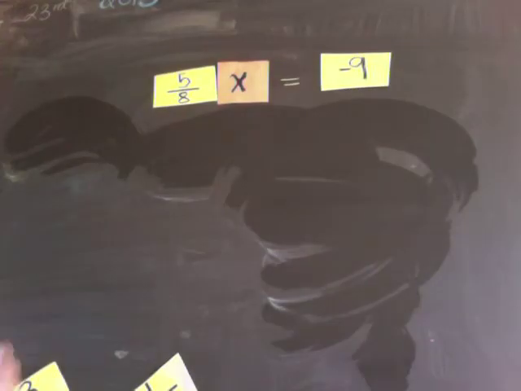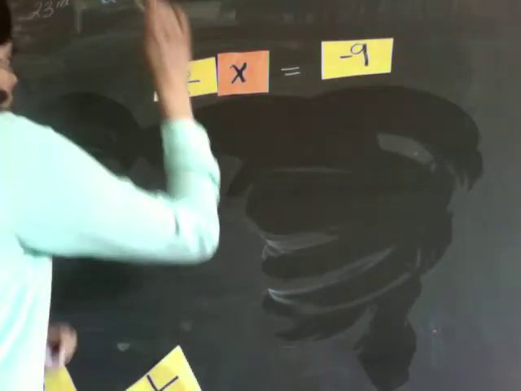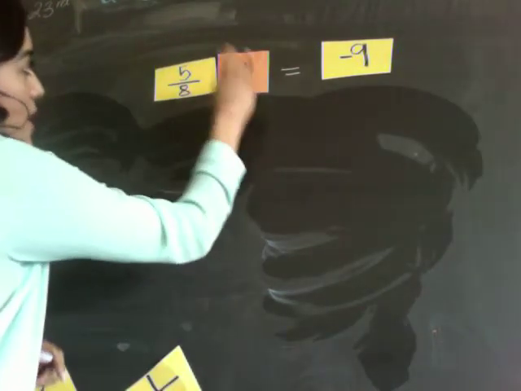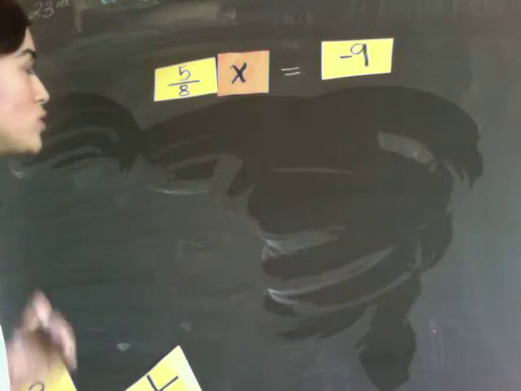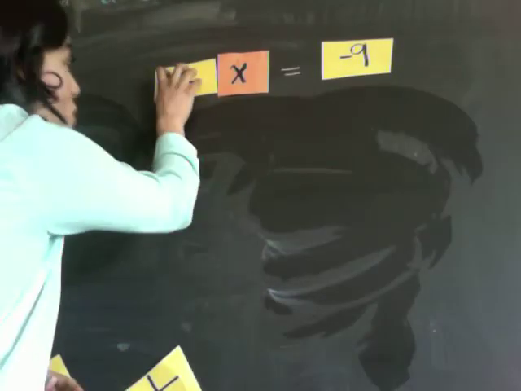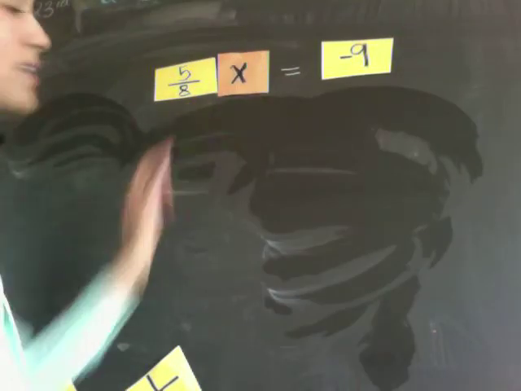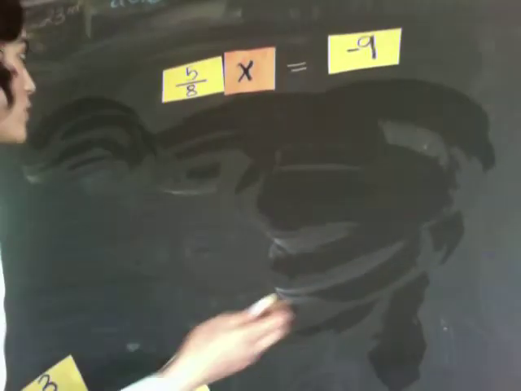Okay, so for this question, what's important to know is that the operation between the 5 over 8 and the x is to multiply. So our first step is going to be to find what the opposite of multiplication is. And the opposite of multiplication is division. So when we bring 5 over 8 to the other side, keeping our x by itself, isolating our x, you want to end up doing the opposite operation when you bring it to the other side. So we're going to divide.